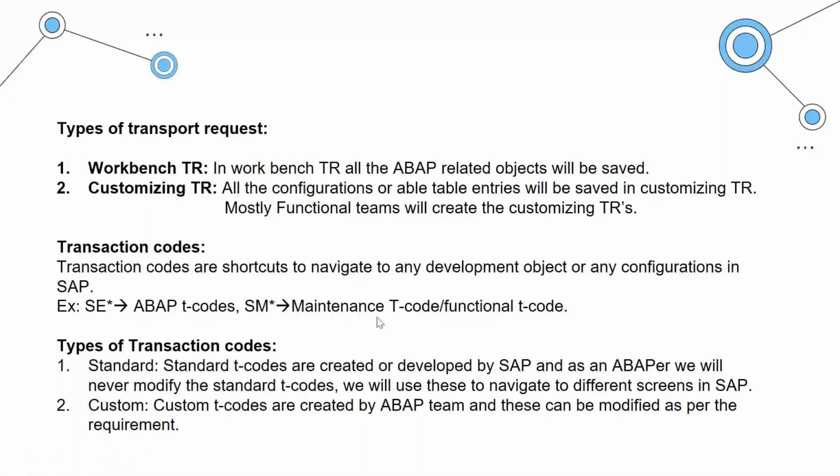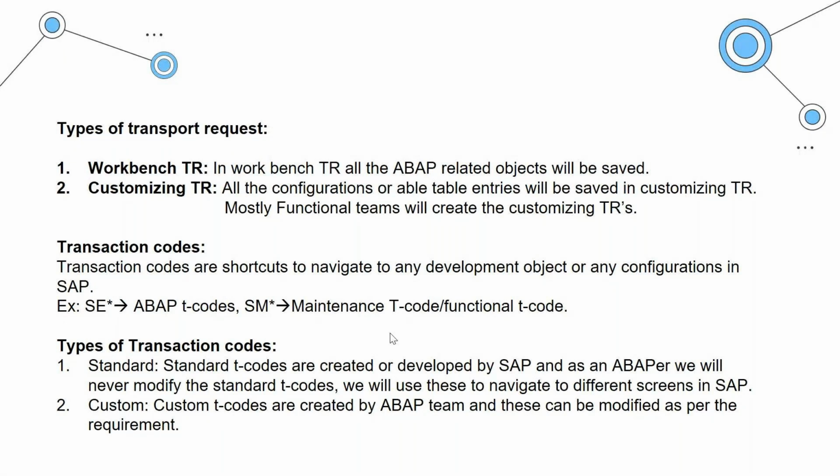First, standard: you will never change it, but you will reuse it to navigate to different screens in SAP. Then custom T codes are the T codes that an ABAPer will create. No other person in the project can create a custom T code other than the ABAP team. Only the ABAP team has the knowledge of creating custom T codes. If any functional consultant wants a custom T code, they have to come to ABAP only. It's also very easy to create a custom T code. I'll show you all that.